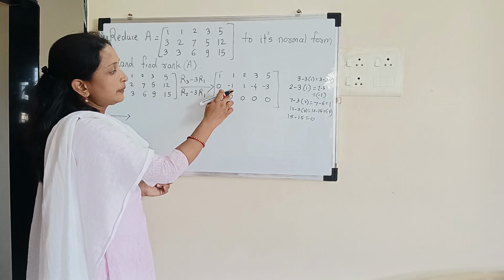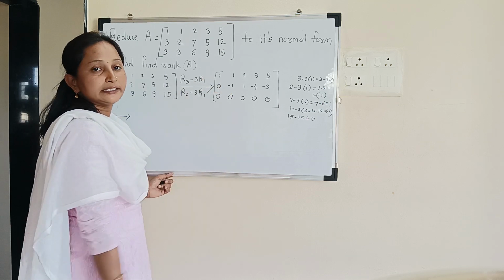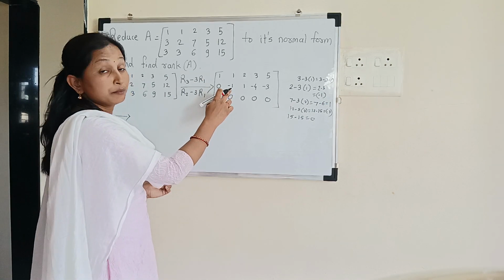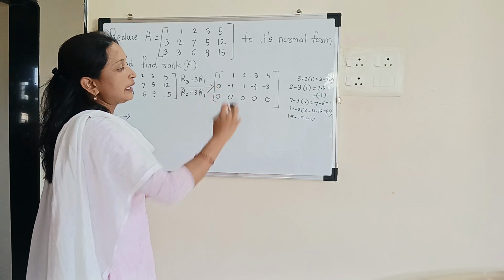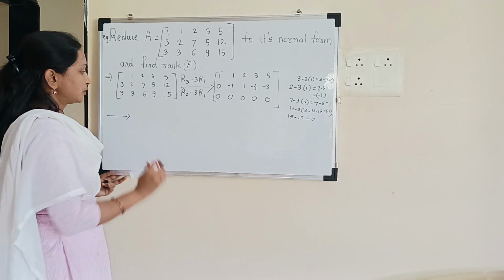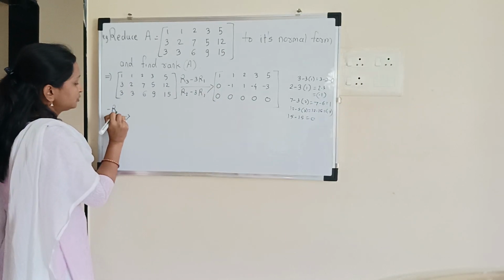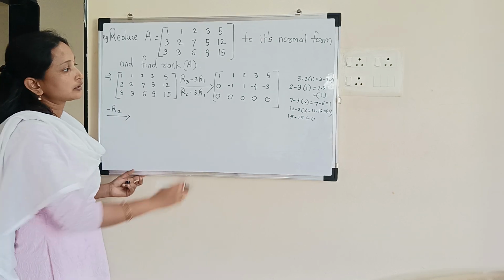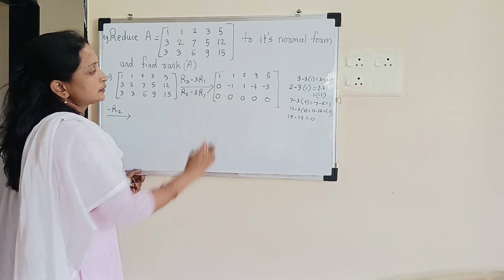So identity matrix, all diagonal entries of identity matrix are 1. So you have to make 1 here. So you will multiply the second row by minus 1. So you will get minus R2 as your next row operation. So this will give you 1 at this place.